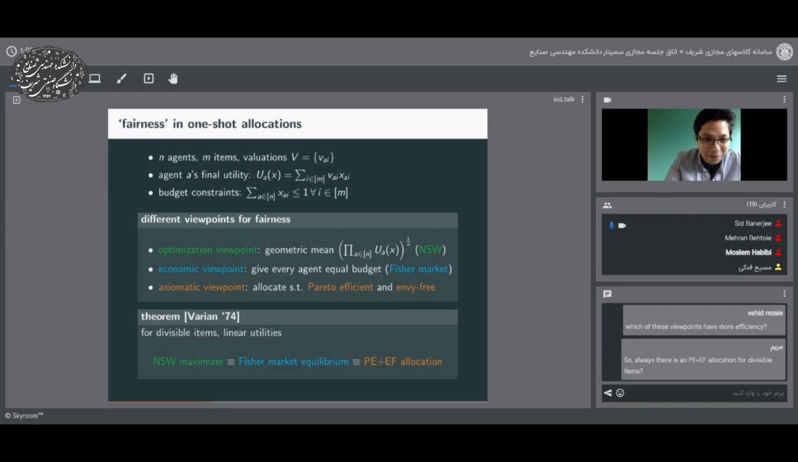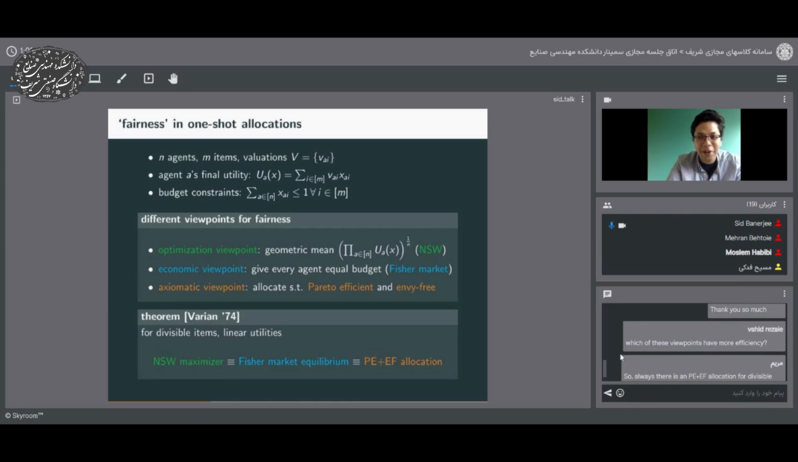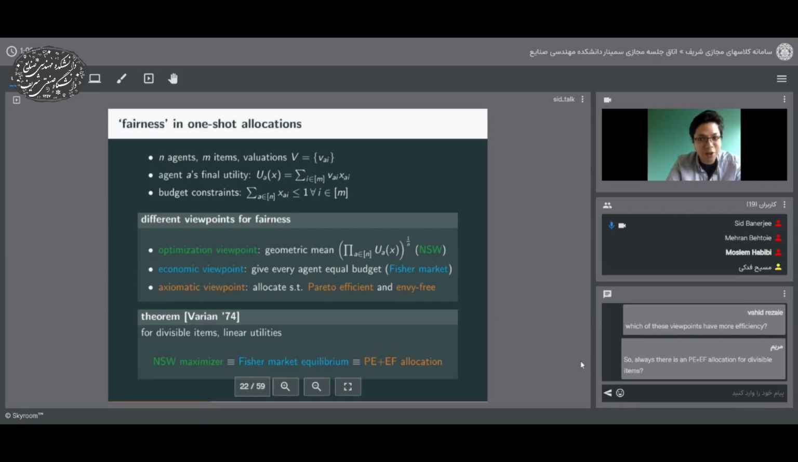Yeah, so that's an amazing question. The question is, is there always a Pareto efficient and envy-free allocation? Yes, and this is totally not obvious. That's a corollary of a result that these two properties I gave you, maybe they're never satisfied. But amazingly, for divisible items and linear utilities, there is always an allocation which is Pareto efficient and envy-free. More remarkably, there's actually a unique allocation which is Pareto efficient and envy-free. There's only one, and that just happens to be the solution of the Nash social welfare.